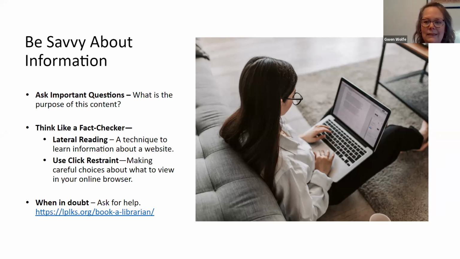Lateral reading is really just jumping off the website and going to do a little research about it, seeing what other people are saying. What information is available to tell you who owns it and maybe what their perspective is. And then click restraint is being choosy about what you click on when you're doing your research. It really is just restraining your clicks. You've heard of clickbait. Clickbait is anything that makes you want to click on it. Restraint is when you're being choosy about what you click on.